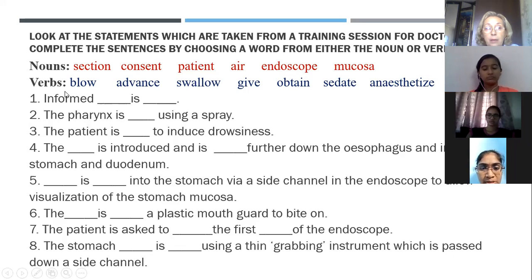Stomach. Okay. Yes, sir. And the verbs are blow, advance, swallow, give, obtain, sedate, anesthetize, and biopsy. Biopsy here is not a noun, it's a verb, to do something, to biopsy. Well, you see that all the verbs in these sentences should be used in the present simple passive, like is done, for example. Okay, and so we need to think of the right noun and right verb for each gap in sentences.